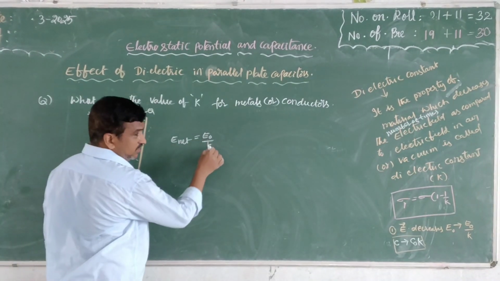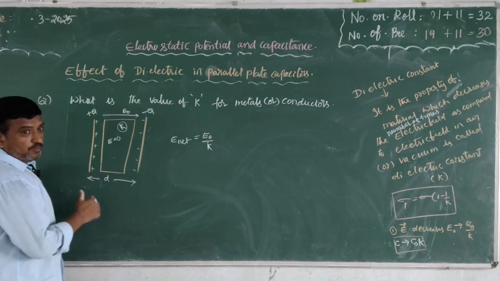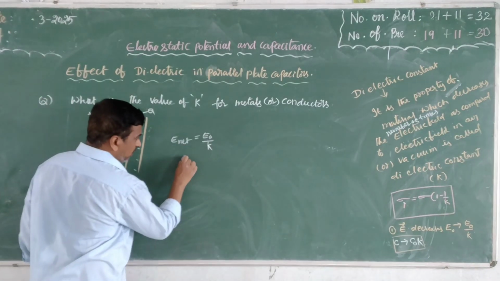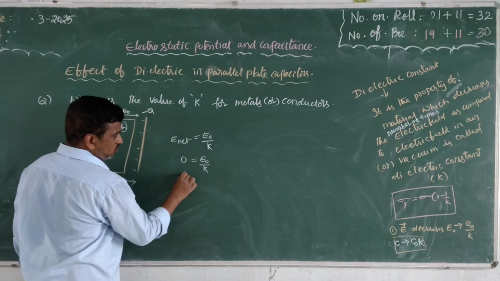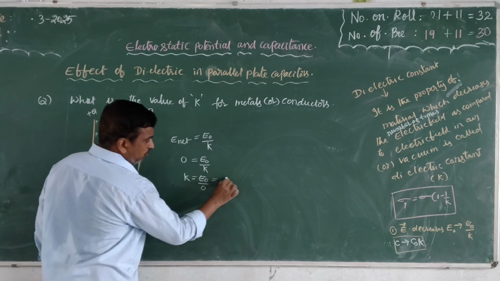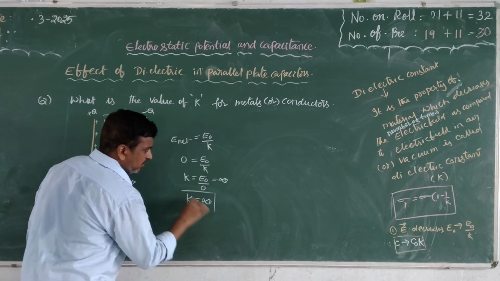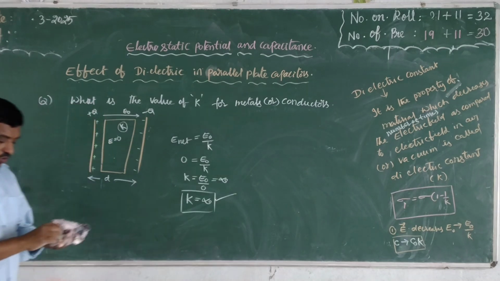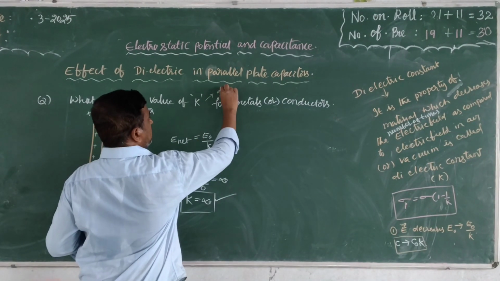Here, how many times does the field decrease? K times: E naught by k. What is the electric field inside the conductor or metal? It is 0. So we can write 0 equals E naught by k, which gives k equal to E naught by 0. E naught by 0 means infinity. What is the dielectric constant of metals now? Infinity. The k value for metals is infinity.